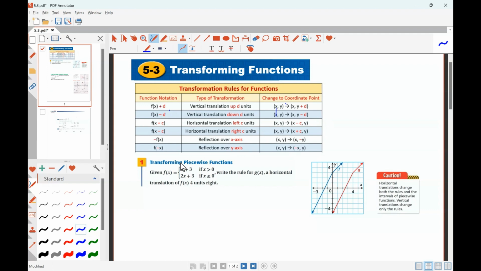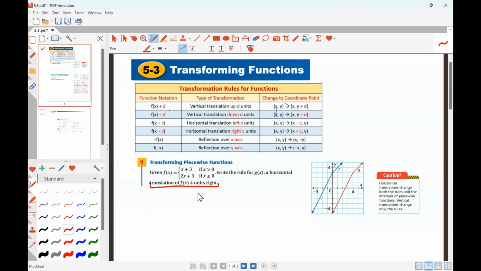First question, transforming a piecewise function. Write the rule for g of x when f of x is given as a piecewise function. A horizontal translation, 4 units right. So you should remember what this means. What does translation 4 units right mean?